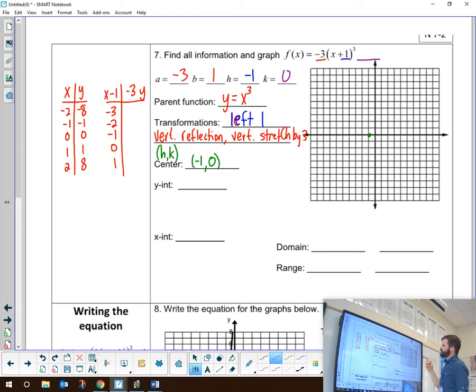Now my y's, we're going to take each one of these and multiply it by -3. So -3 times -8 is going to be a positive 24. -1 times -3 is a positive 3. 0 times -3 is 0. 1 times -3 is -3. And 8 times -3 is -24. Okay, so there are my new points.